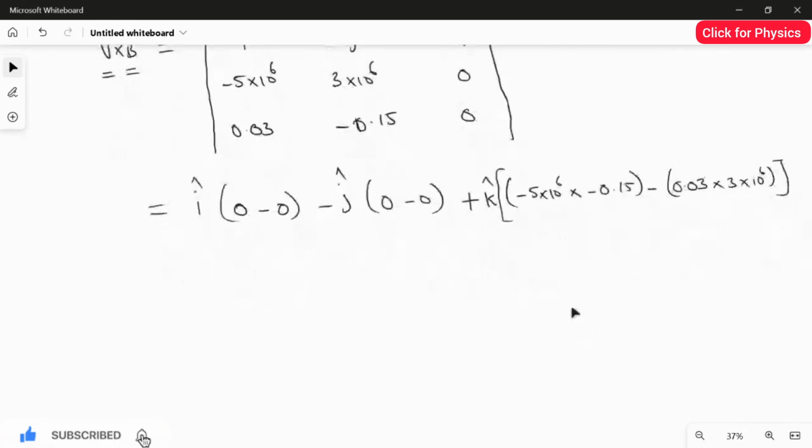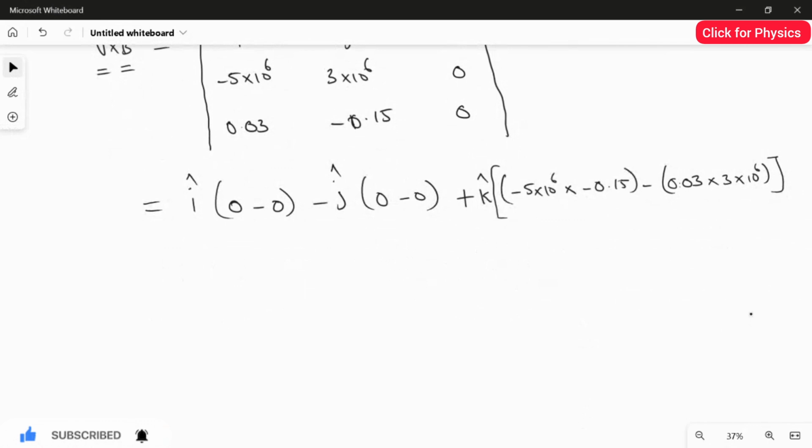So now you can see the I cap and j cap, because I and k is 0, so we simply discard that. The only thing you have to find the answer for is the k cap. So what I'm going to do, first I'm going to multiply this and second I'm going to multiply this, and then I'm going to subtract this. If it is positive and negative, we have to subtract. Clear? So k cap is here. So first I'm going to multiply these two. So let's see what is the answer.